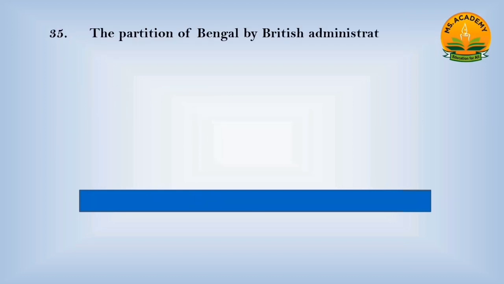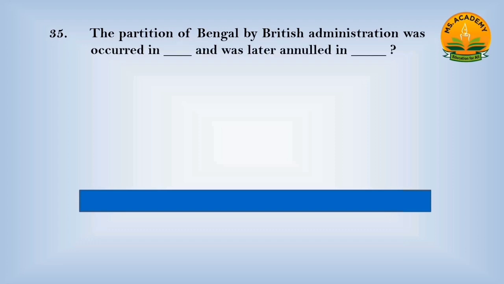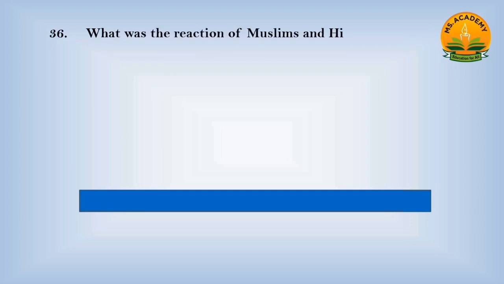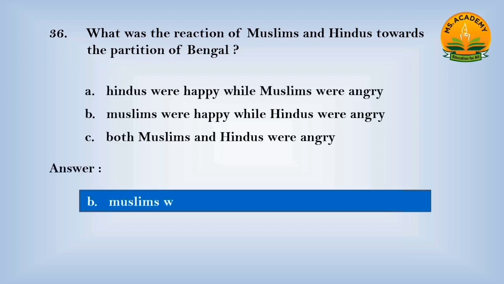The partition of Bengal by the British administration occurred in dash and was later annulled in dash A. 1900 to 1910, B. 1910 to 1916, C. 1905 and 1911. Answer is C. 1905 and 1911. What was the reaction of Muslims and Hindus towards the partition of Bengal? A. Hindus were happy while Muslims were angry. B. Muslims were happy while Hindus were angry. C. Both Muslims and Hindus were angry. Answer is B. Muslims were happy while Hindus were angry.